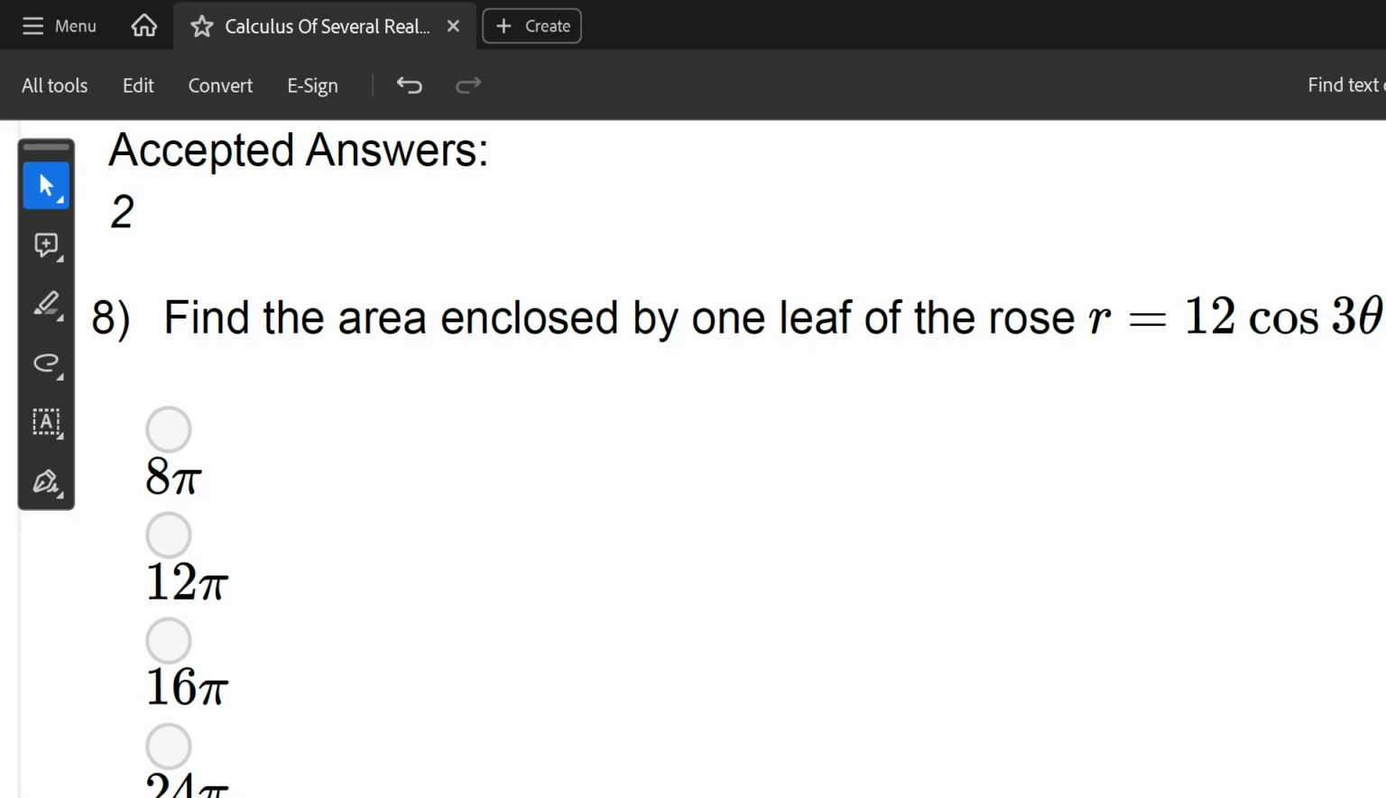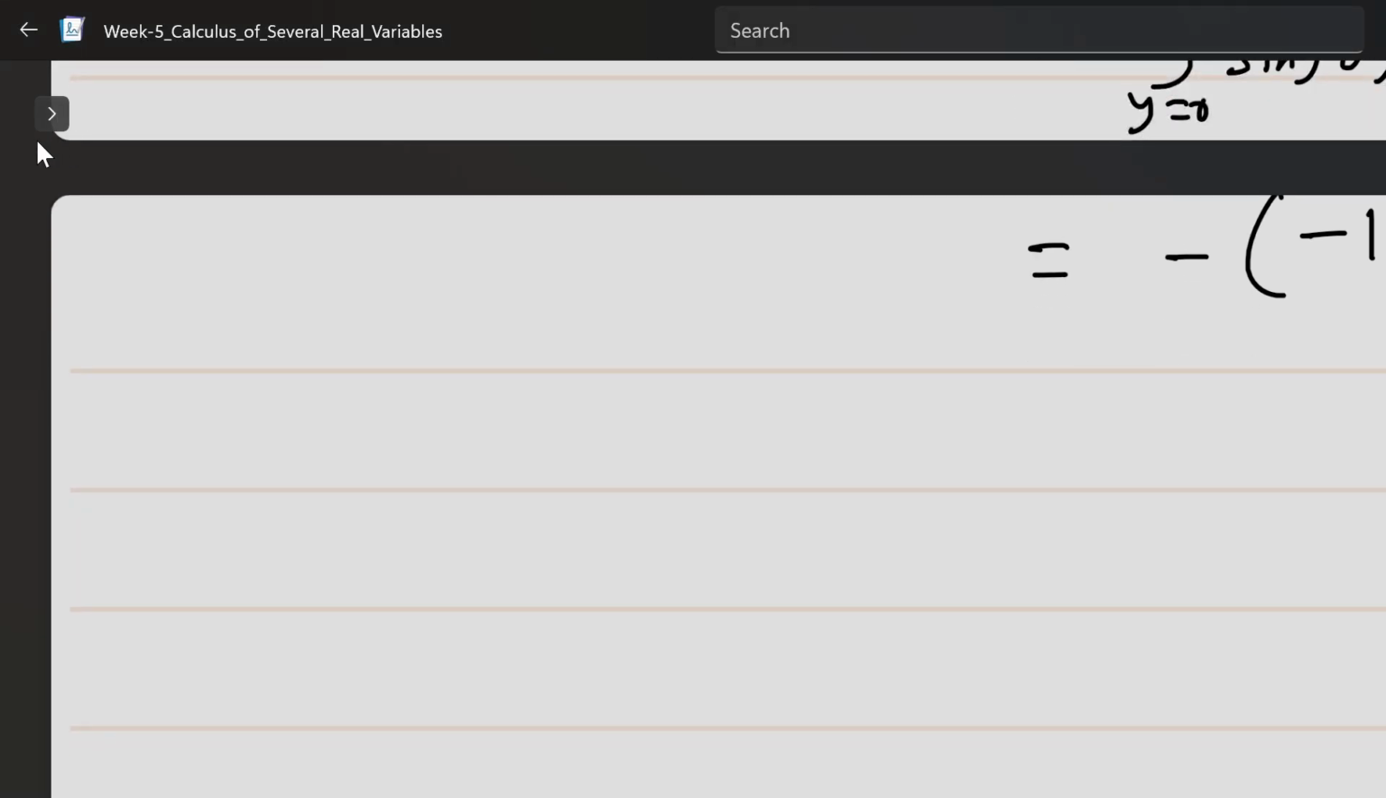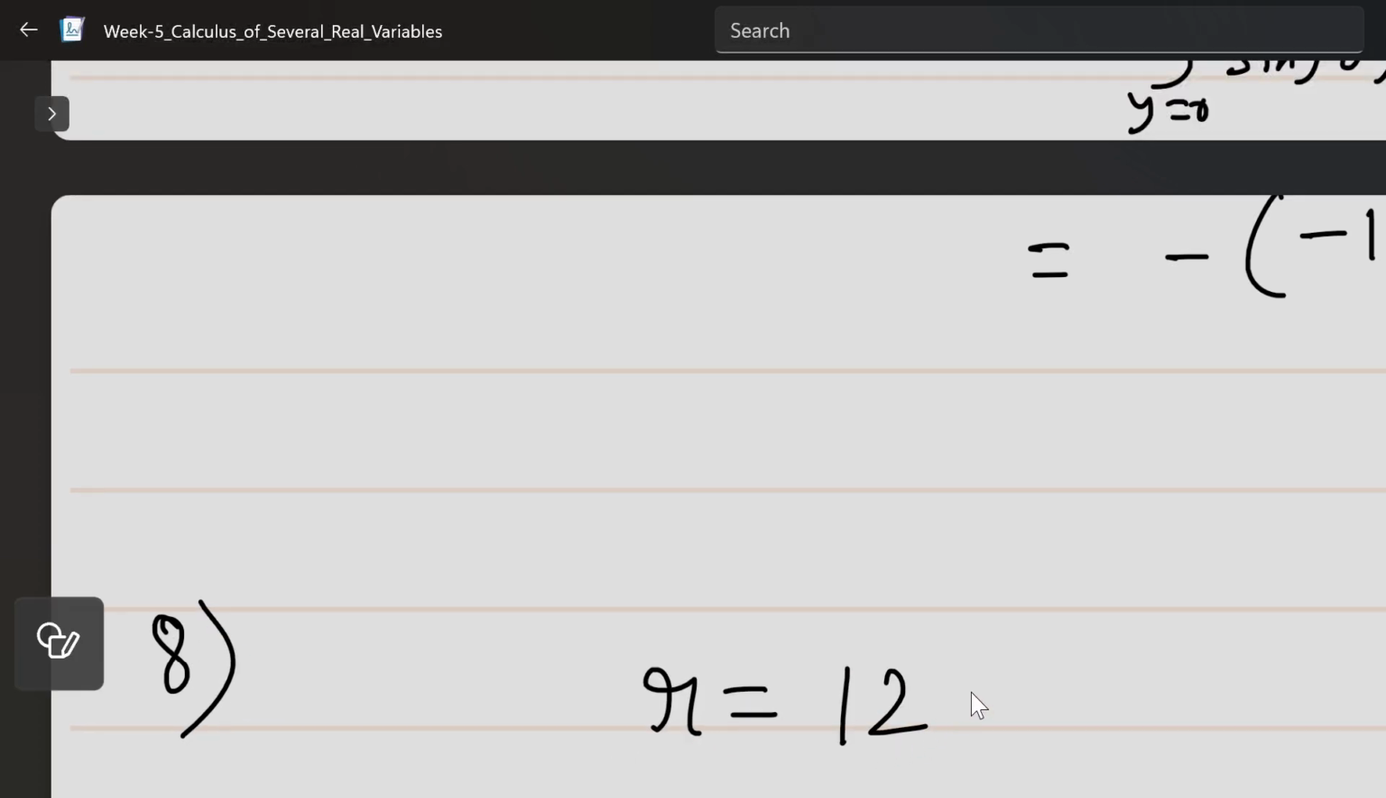So it is a polar coordinate curve, r equal to 12 cos 3 theta. Find the area enclosed by one leaf. So do you know how to draw this thing? Anyone? It is r equal to 12 cos 3 theta. Any idea how to draw?